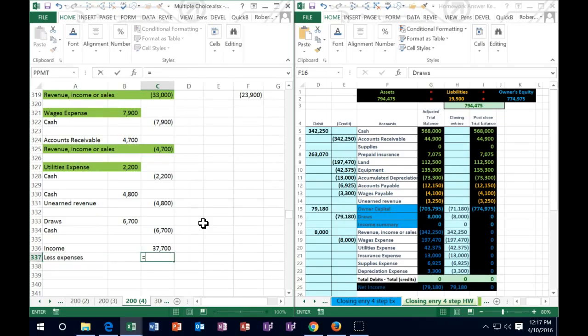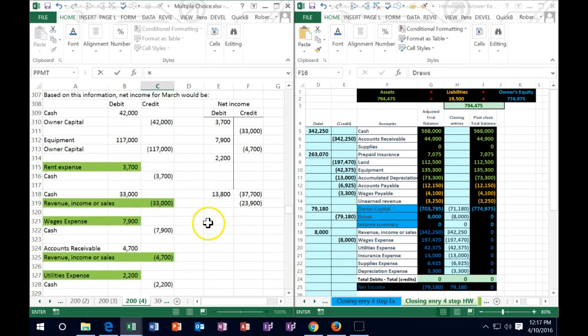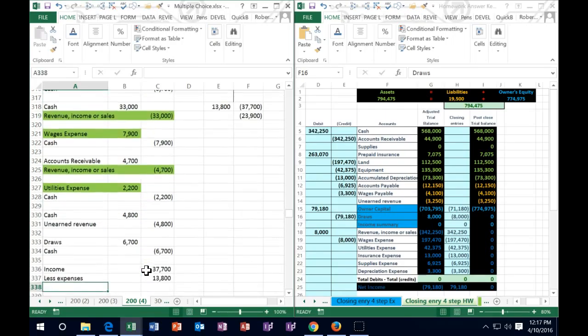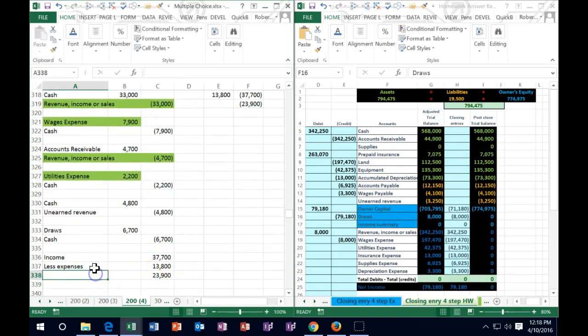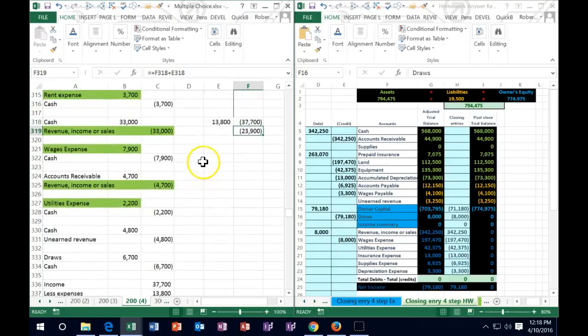And so I'm just going to add them all up and group them into one expense category. And I'm going to say, well, expenses, we had rent expense plus the wages expense plus the utilities expense, and enter. So all the expenses add up to 13.8. Therefore, net income is calculated as revenue minus expenses. And that should come up with the same net income as we have in our T account over here.